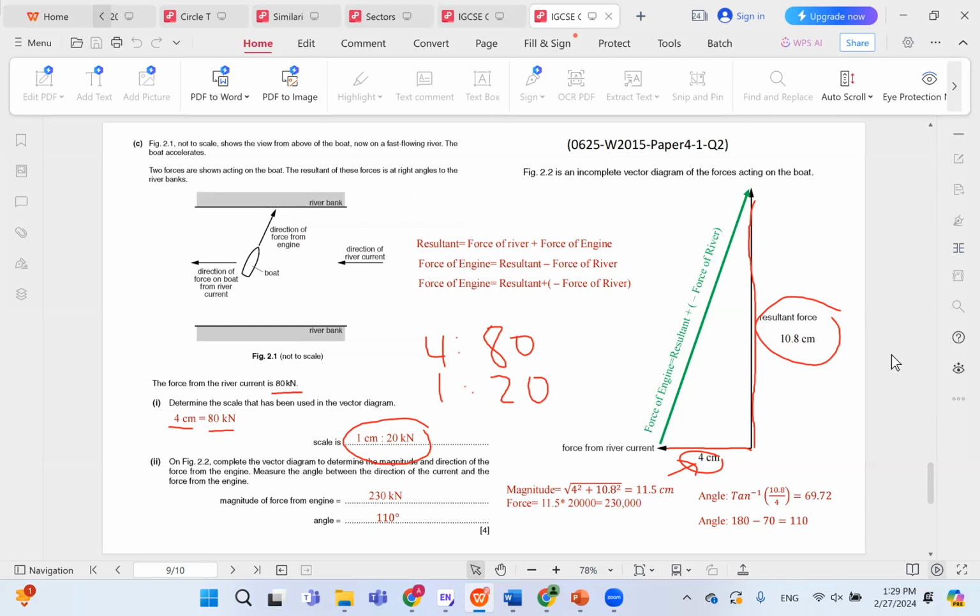In part (b)(i), we are told to complete the vector diagram to determine the magnitude and the direction of the force from the engine.